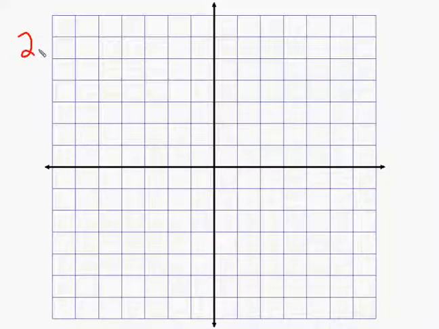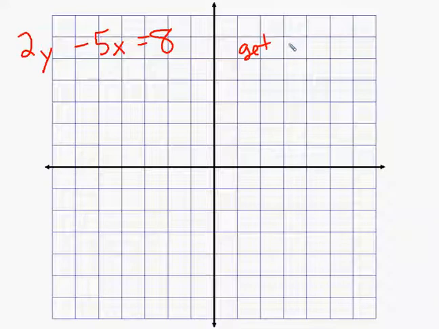Sometimes I've given it like this: 2y minus 5x equals 8. Is this in slope-intercept form? No. So I need to get it to slope-intercept form.